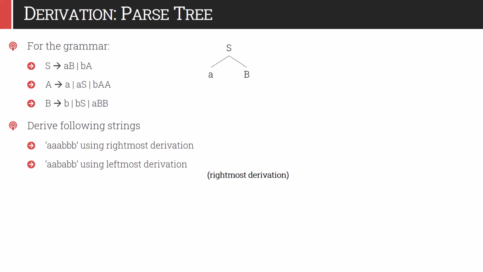But I want 3A at the beginning, so I will reject that choice as well. And next I will replace the capital B by ABB so that I can have a 2A at least at the beginning. Now there are 2 B's. So which B should be expanded first? So now it is important.